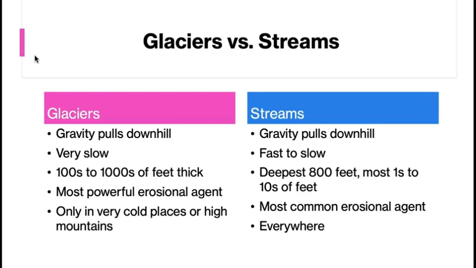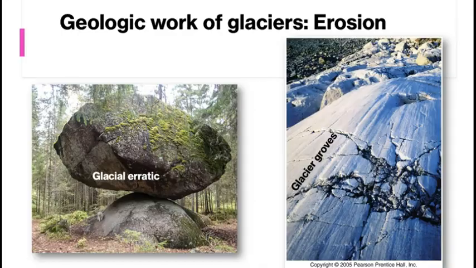Glaciers are much thicker and heavier and therefore have greater erosional power, being able to carry truck-sized blocks of rock suspended in ice. Finally, glaciers are only found in cold places, while streams can be found almost anywhere on the planet. Glaciers are the most powerful erosional agents because of their tremendous weight.